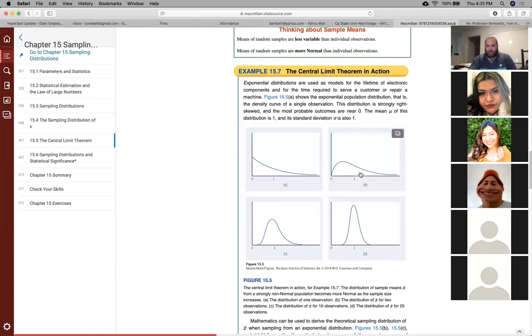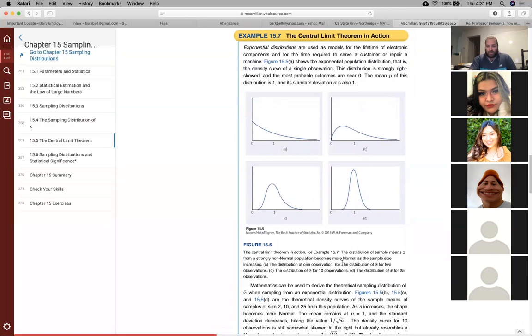Again, here's another example. We have an exponential distribution. This is 1 at a time. This is 2 at a time. This is 10 at a time. And this is 25 at a time. How do I know? I'm just reading the bottom, right? 1 at a time, 2 at a time, 10 at a time, and 25 at a time. So you see that by the time we reach 25, even though we have this very non-normal looking distribution, the sample distribution becomes very normal looking.